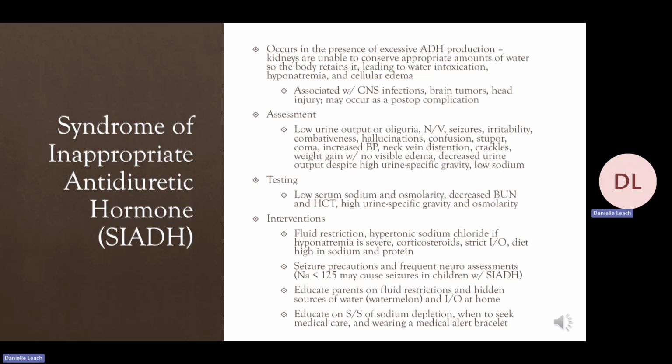They may also need to be on seizure precautions, and we need to do frequent neuroassessments if their sodium is less than 125 because they're at risk for having seizures. We also want to educate the parents on fluid restrictions and hidden sources of water, things like watermelon, and also how to calculate intake and output at home. We can also educate on signs and symptoms of sodium depletion, when to go to the doctor, and possibly wearing a medical alert bracelet.